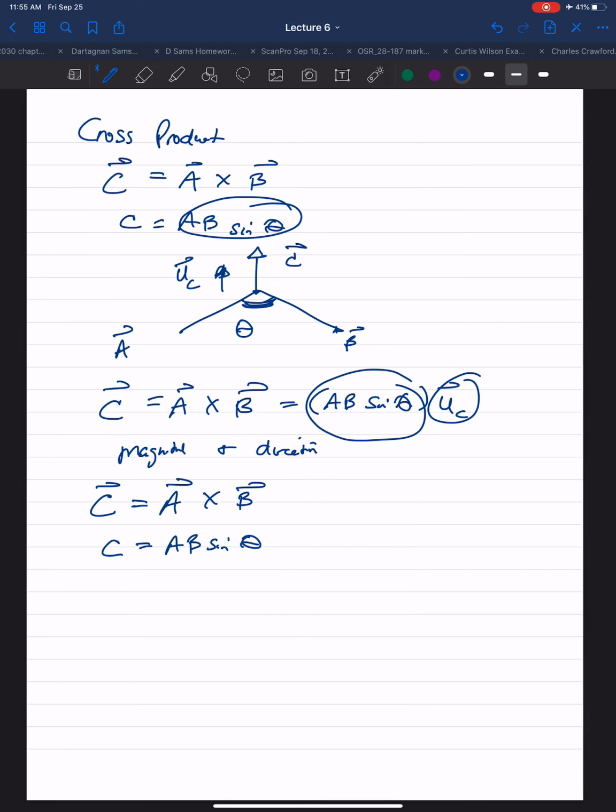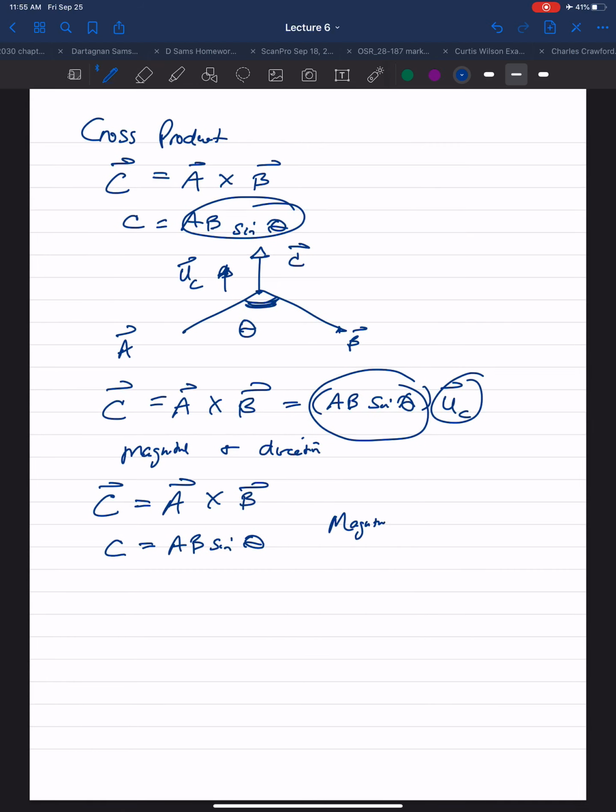Well, if vectors are magnitude and direction, and we define a unit vector U sub C in the same direction as vector C, then we can rewrite vector C equal vector A cross vector B, which is the magnitude of C times the direction of C. So the magnitude of vector C is AB sine theta, and direction C is unit vector U sub C.